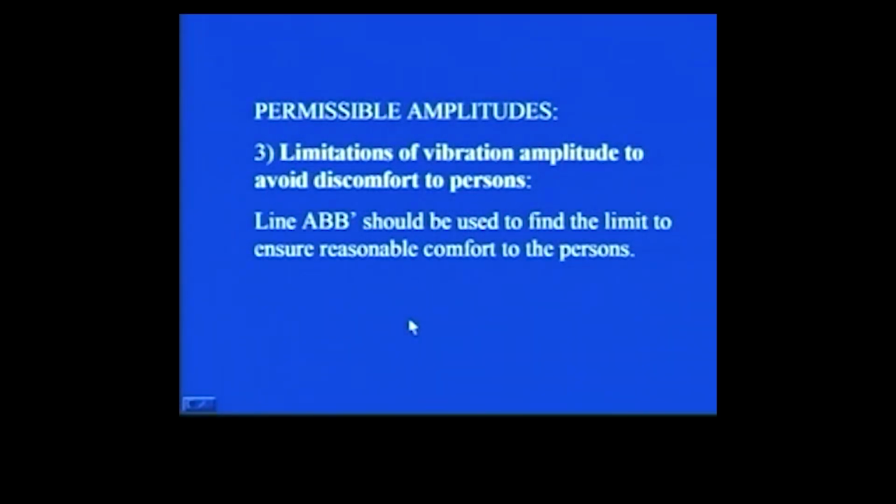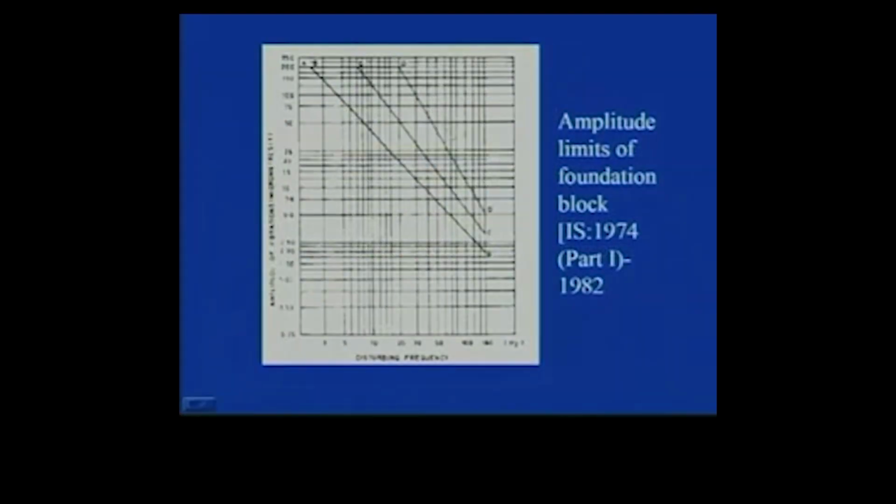Then line ABB prime should be used to find the limit to ensure reasonable comfort to the persons. Here you see this is the line ABB prime. So, in case the discomfort to the person is unavoidable, then the limit can be defined by line ACC prime, and in case you have to ensure that there should not be any discomfort, the person should be comfortable, then you have to follow this line ABB prime to set the limits.